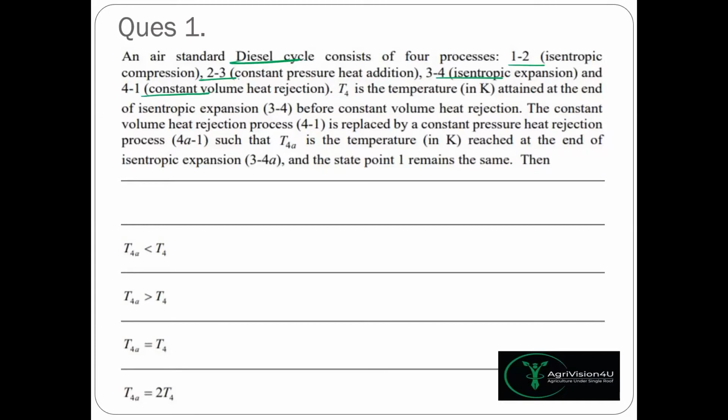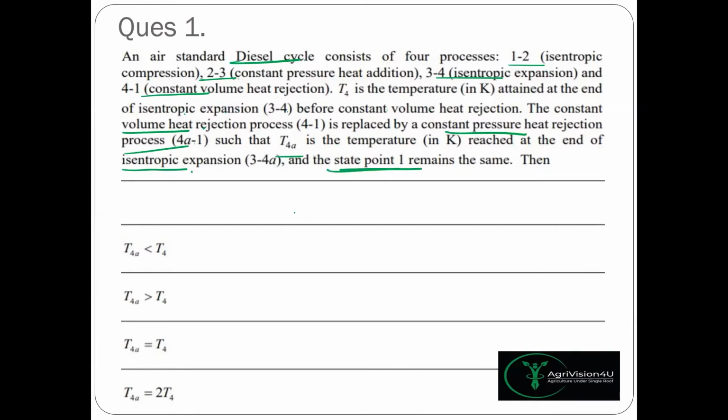T4 is the temperature attained at the end of the isentropic expansion before the constant volume heat rejection. Now the constant volume heat rejection process is replaced by a constant pressure heat rejection. That is the difference. In the air standard diesel cycle, we have constant volume heat rejection, but we're replacing it by constant pressure heat rejection, such that T4A is the temperature reached at the end of the isentropic expansion. The state point 1 remains the same.